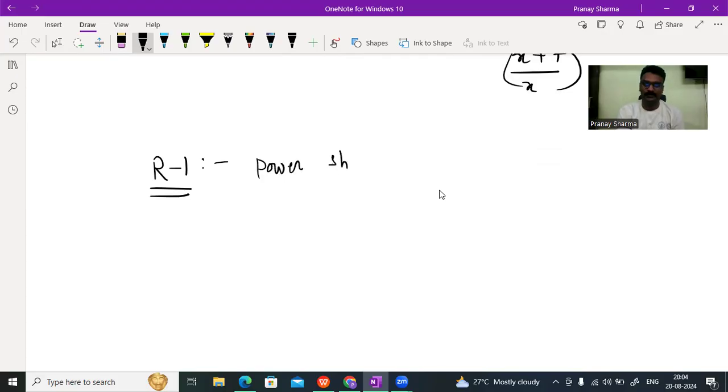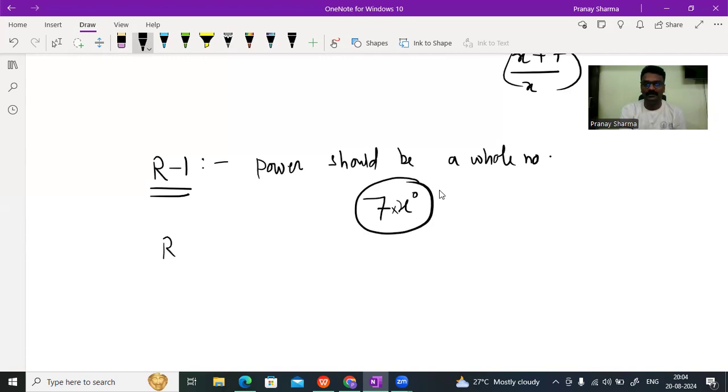Power should be a whole number. Now, what do we understand by this? Whole numbers are the numbers starting from 0, right? So if I say 7, and I multiply this by x to the power 0, this is nothing but a term, right? And rule number 2 is that division is not allowed.